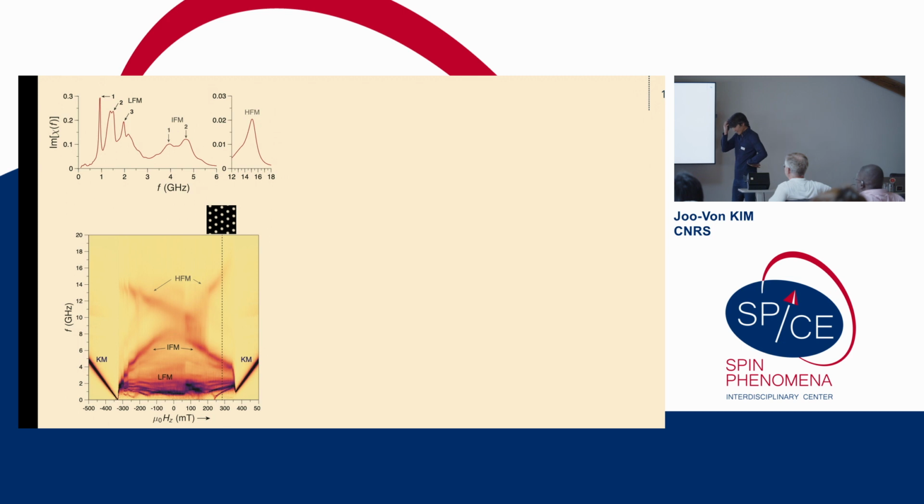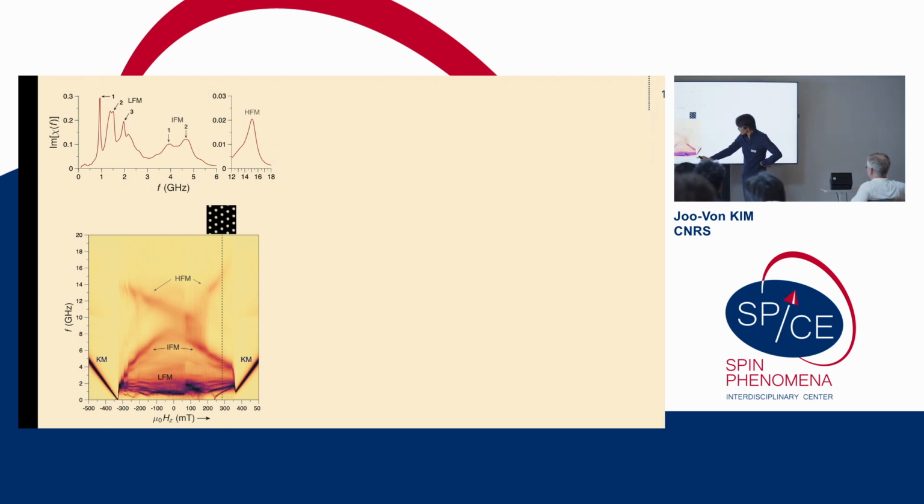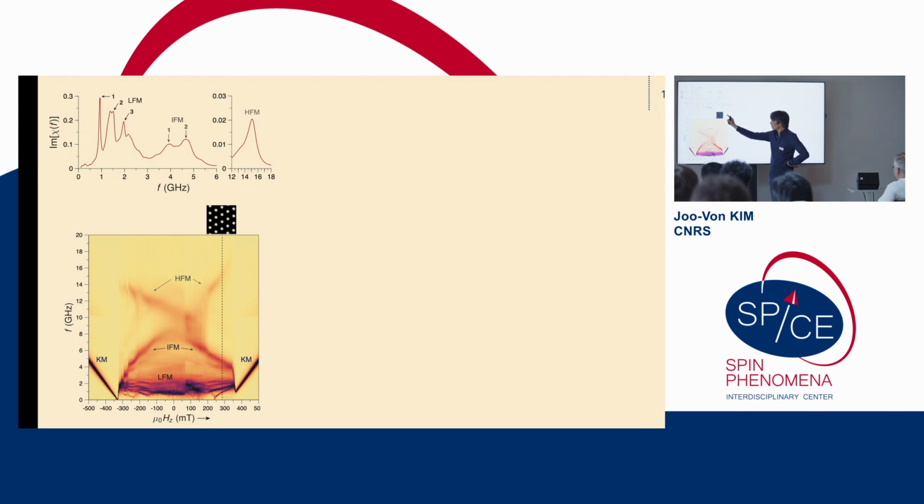Okay, so let's look at the response at this particular field, 300 millitesla, in the skyrmion lattice phase. On the top here is the imaginary part of the susceptibility that we calculated. You can see all these different peaks: the low frequency modes, intermediate, and the high frequency modes, which is much higher up in frequency. I won't talk about the low frequency mode here, just focus on the intermediate.